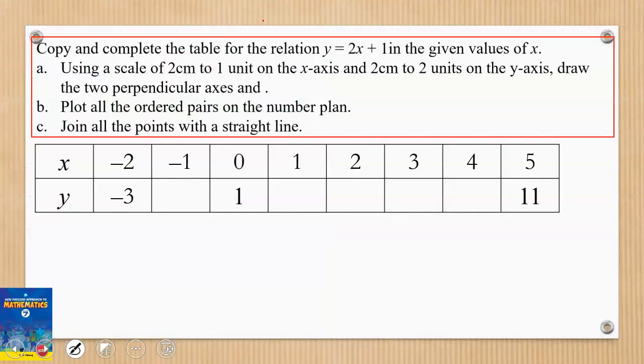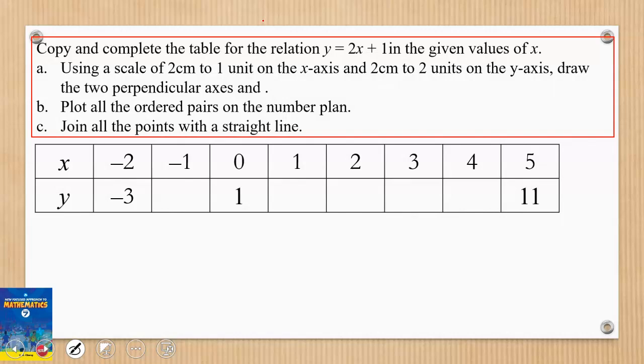Now let's take another example, then we end this video. In this case, they say copy and complete the table for the relation y equals 2x plus 1 for the given values of x. And the scale has been given as use 2 centimeters to 1 unit on the x-axis and 2 centimeters to 2 units on the y-axis. Draw 2 perpendicular axes. Plot all the pairs on the number plane. Here they want you to plot everything, so you're going to plot everything. Then join all the points with a straight line.